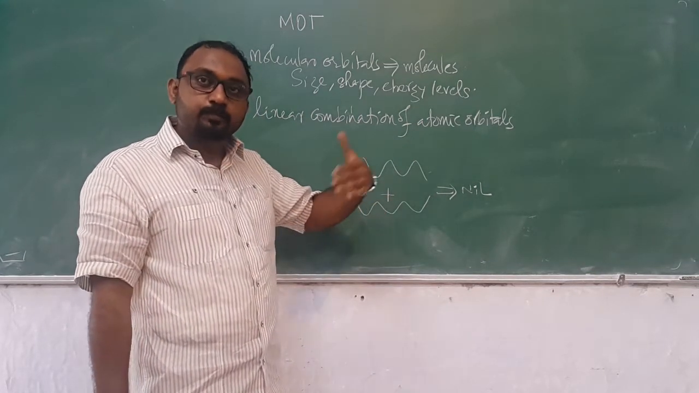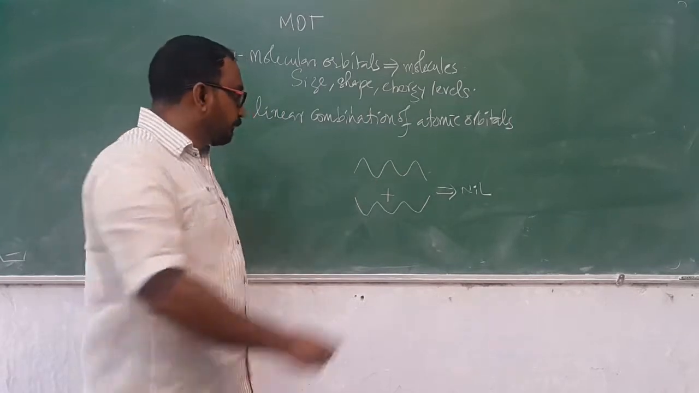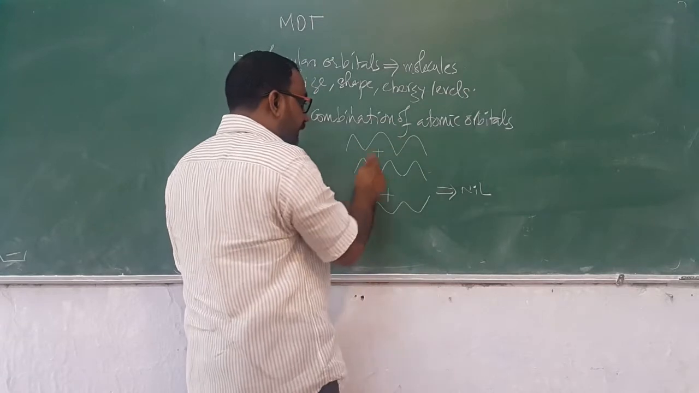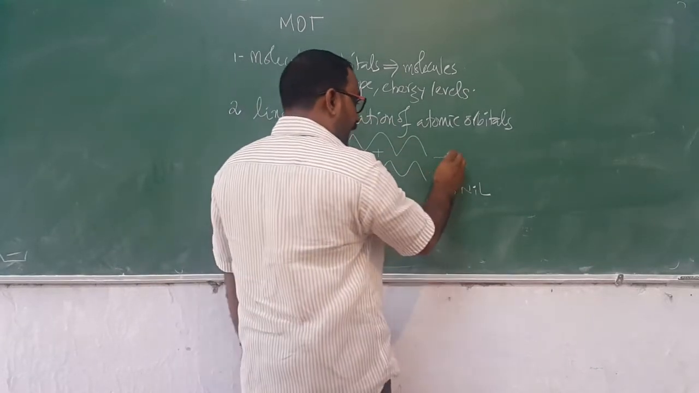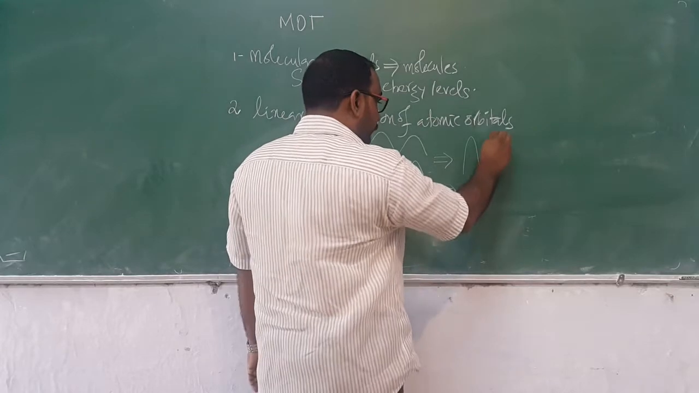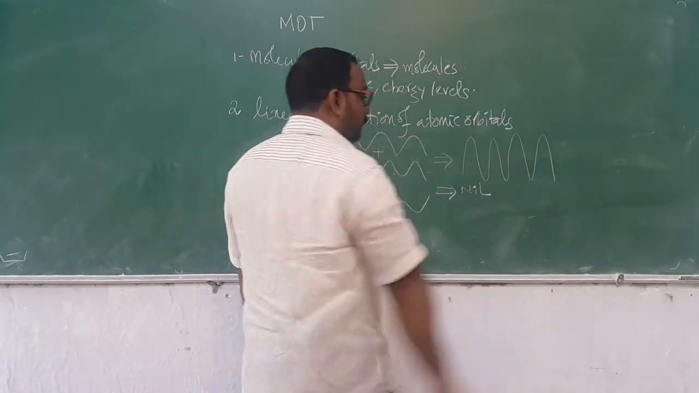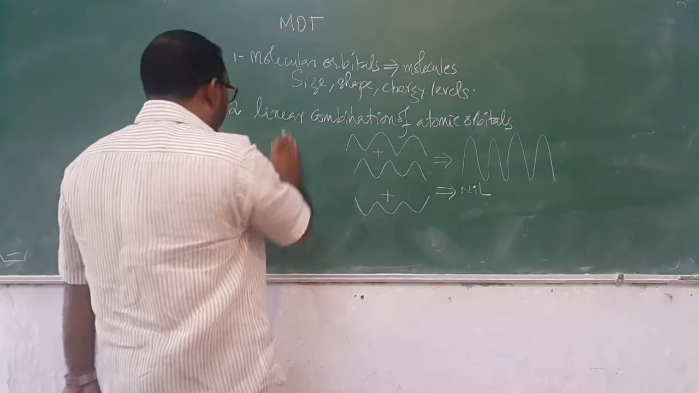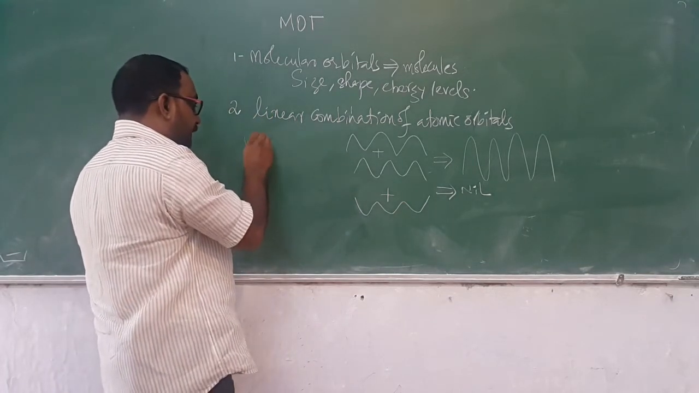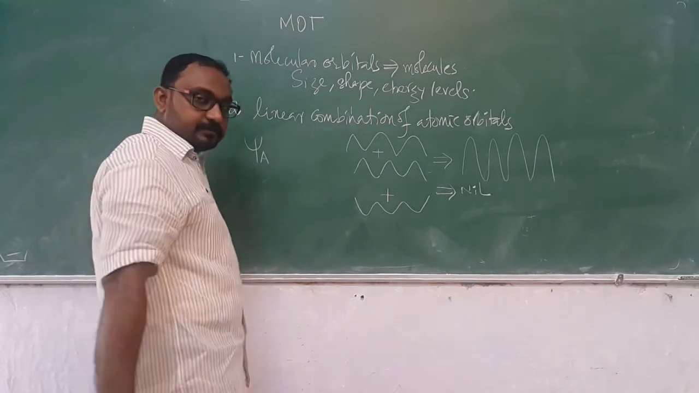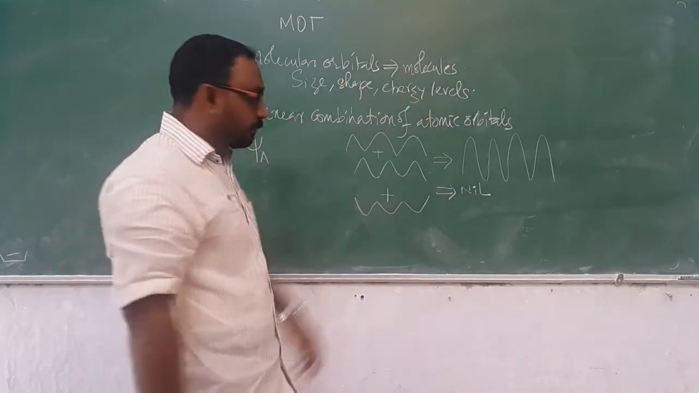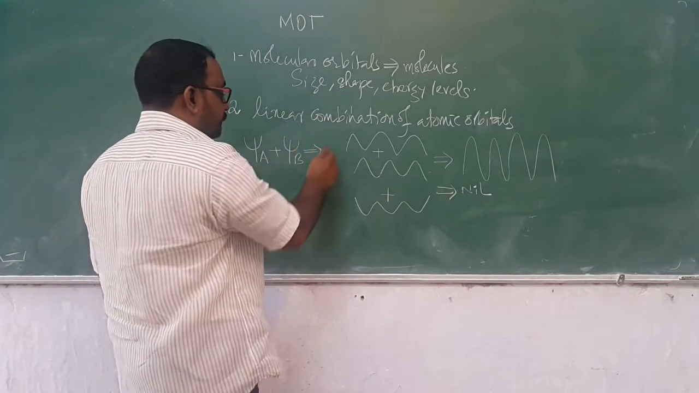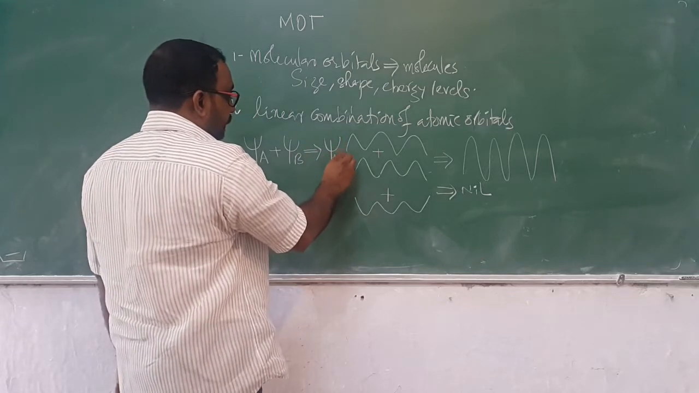They are opposite in phase. If you take another wave like this, you can see these two are in phase, so you get a wave with more amplitude. That's all. In the atomic orbital concept, we say there is a wave function psi A for one atomic orbital and psi B for another, and the result is psi MO.